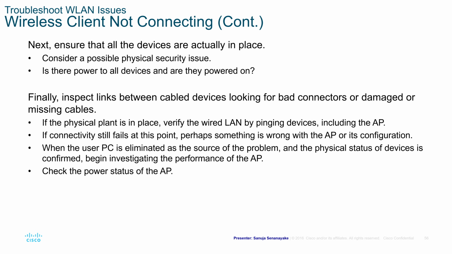When the user PC is eliminated as the source of the problem and the physical status of devices is confirmed, begin investigating the performance of the access point. That's where I mentioned the low power for the access point. So checking the power status of the access point, the power range for the access point, the cable length, etc., come into play at this point.